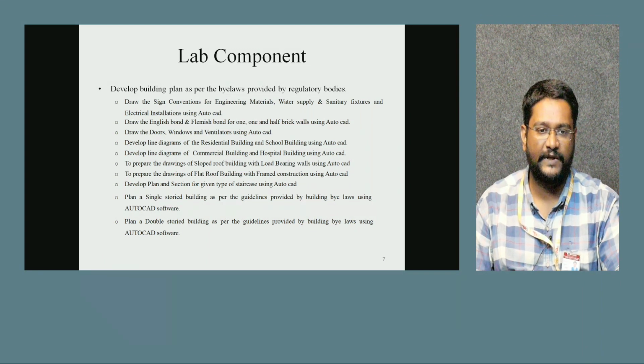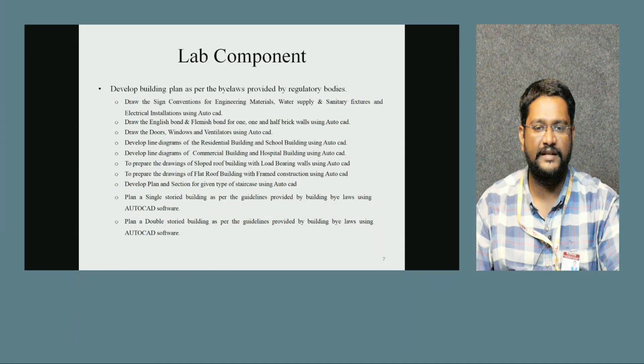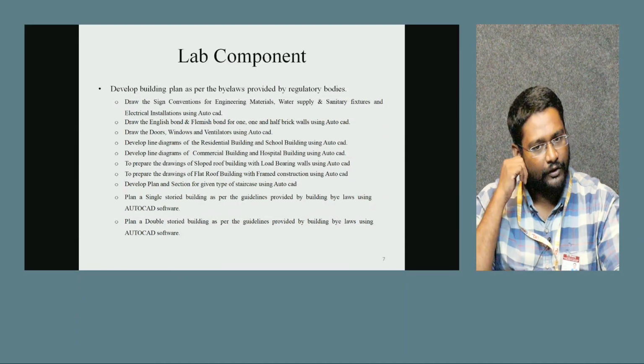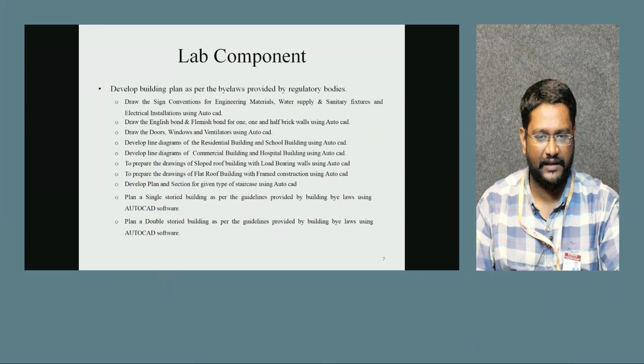The next experiment is to draw the English bond and Flemish bond for one brick, that means a full brick, and 1.5 brick. Next come doors, windows and ventilators. The fourth experiment is a residential building plan and school building. Whether a commercial building or a school building, depending upon the purpose, we have to design the building plan. Next are roof structures, flat roofs, and the staircase, and finally we have to develop a merged plan from all the above 8 experiments.